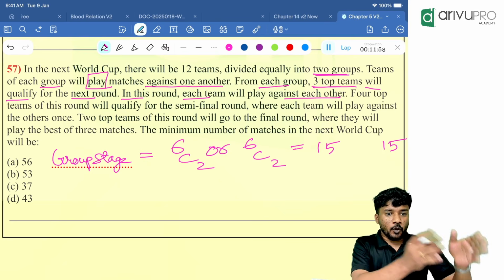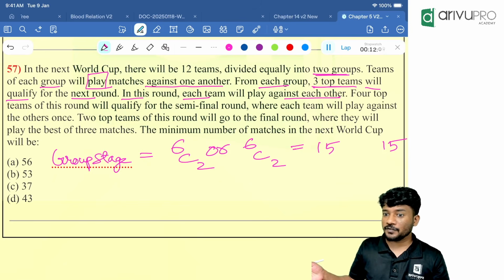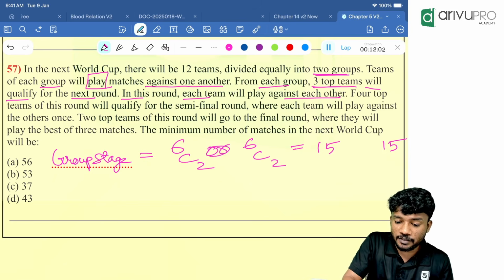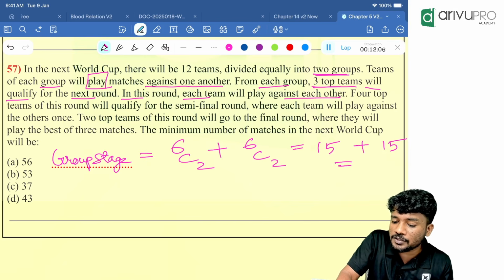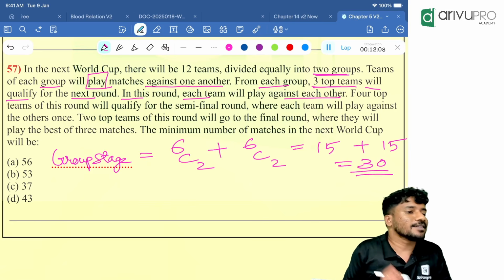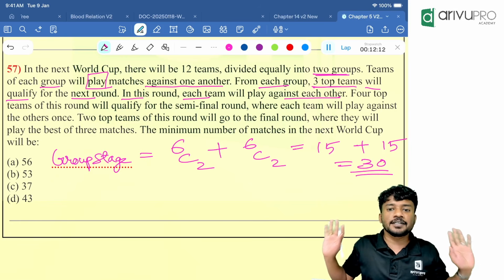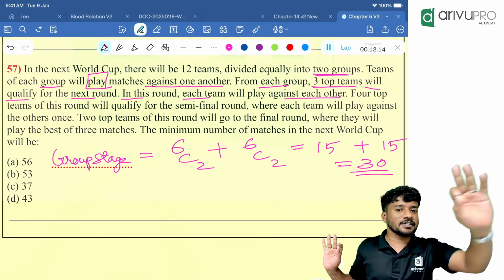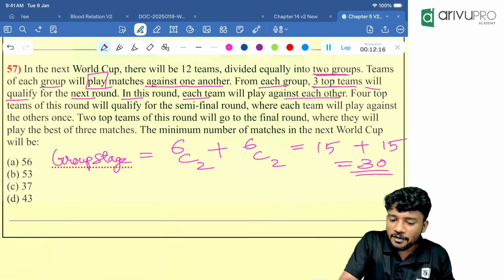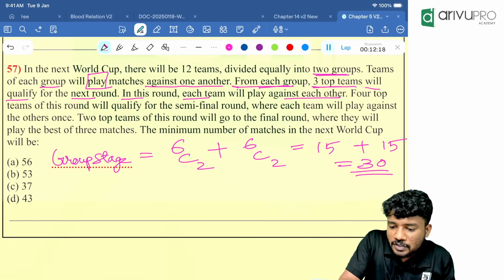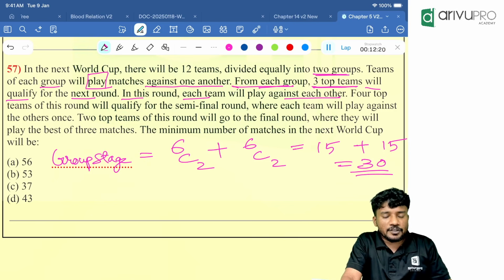Both are independent of each other, so we will not talk about 'and' over here. We will think about 'or'. That means 6C2 plus 6C2. How many matches are there? 30 matches. Okay, now the group stage is done. In the group stage, 30 matches are played.